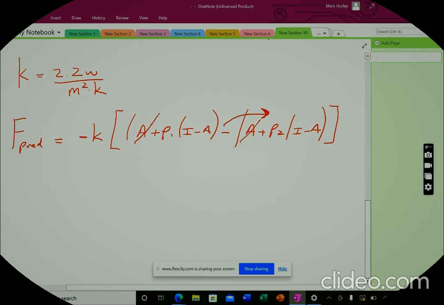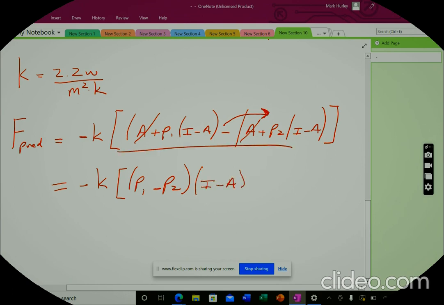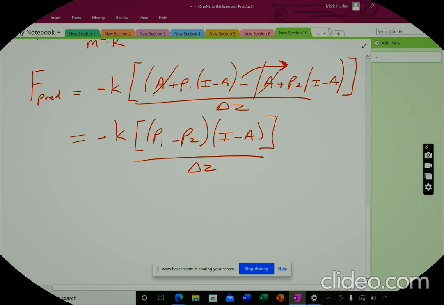so those cancel, and we're left with negative K times, using algebra, P1 times I minus A minus P2 times I minus A, so it's P1 minus P2 times I minus A. Oh yeah, I forgot, all divided by delta Z. Okay, so therefore now we can rearrange this as negative K delta P over delta Z times I minus A.